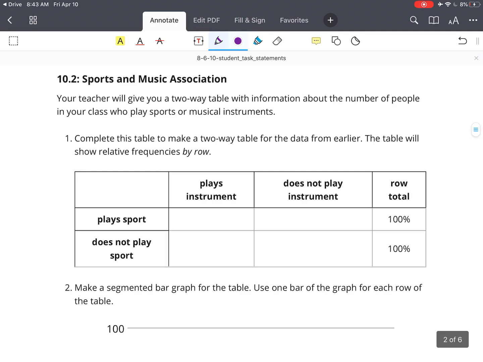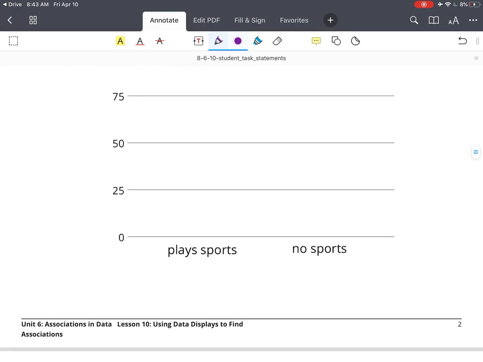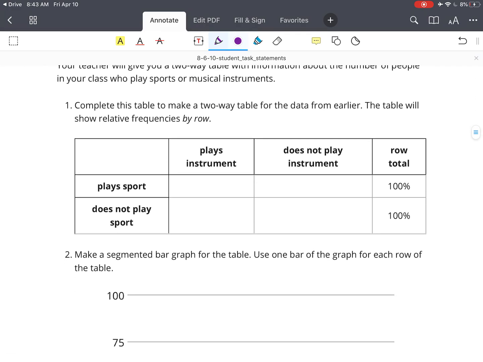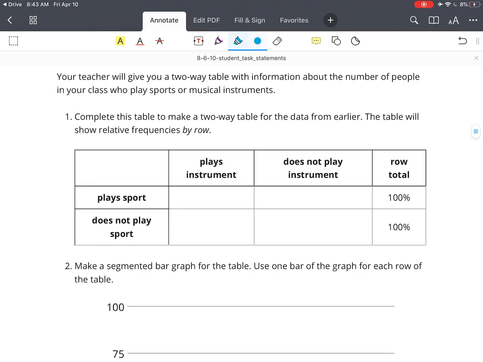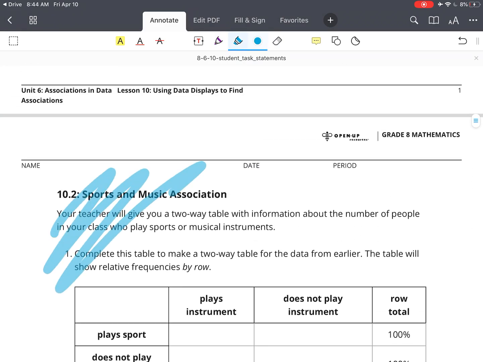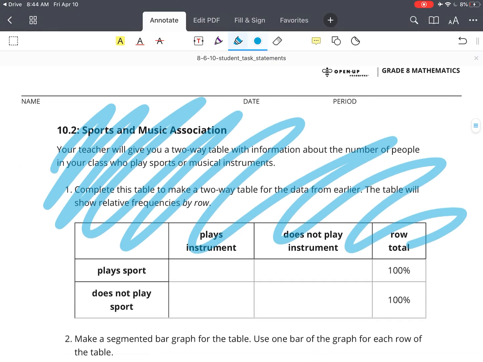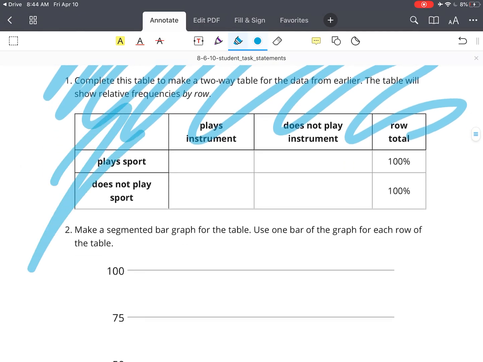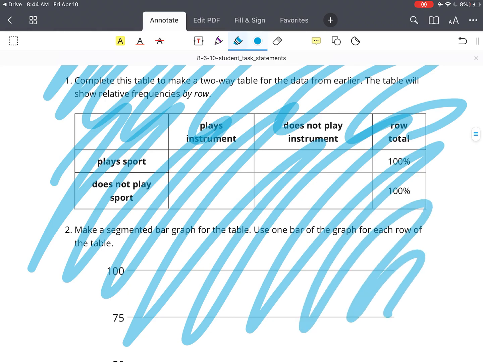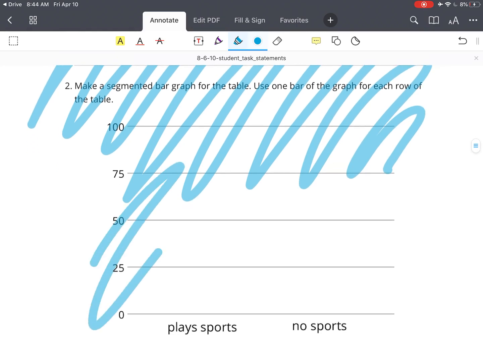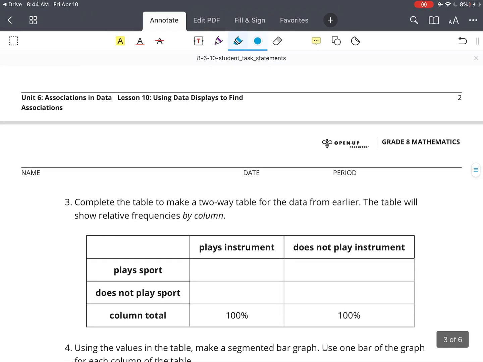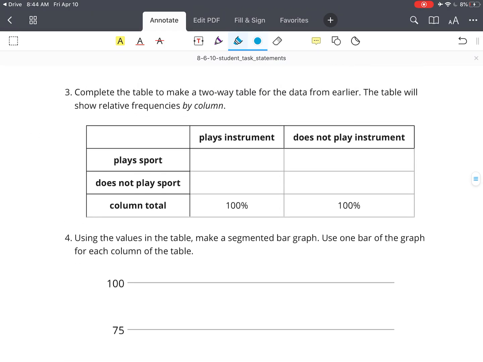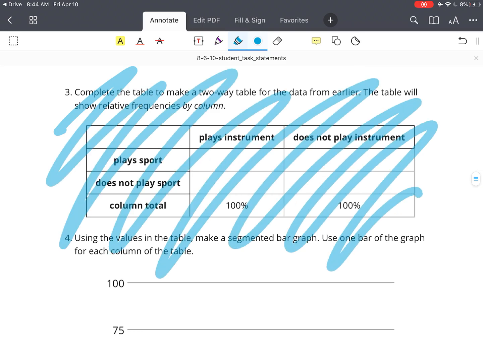Ooh, your teacher will give you a two-way oof. Oof. Well, in that case, I wonder if I can actually upload the documents so that you guys can use them. But then it would be kind of difficult because you get the whole thing. Can't do this, bruh. I can't do this.